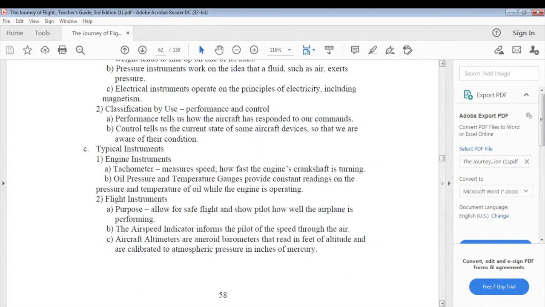Instruments are classified in two major ways, control and performance. Control means, when you pitch the aircraft up and pitch it down, you use the attitude indicator, altimeter, airspeed and the vertical speed indicator to know the amount of pitch up or pitch down. For performance, you want to monitor the engine, so you look at the engine gauges, fuel, engine temperature, engine pressure, and so on and so forth.